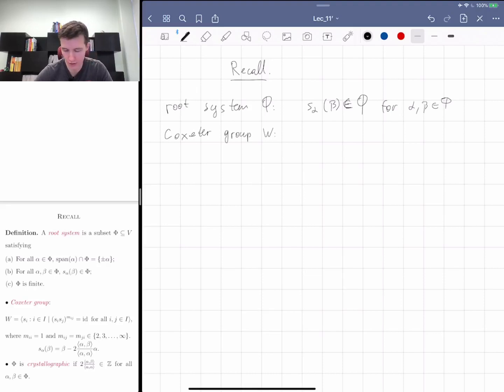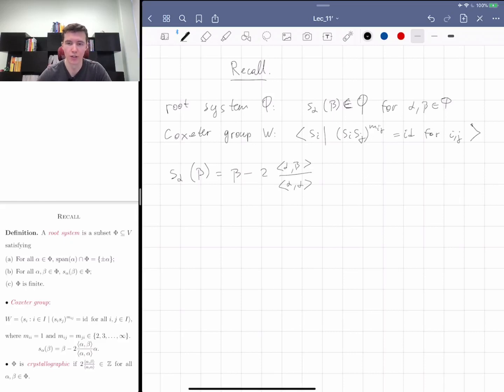These are groups that are defined combinatorially, subject to the condition that (s_i s_j) to the m_ij is equal to the identity for all i and j in your indexing set. So it's a group defined by generators and relations. And the formula for a reflection of a root beta with respect to alpha was given by beta minus twice the ratio of two dot products, alpha beta and alpha alpha, times alpha.